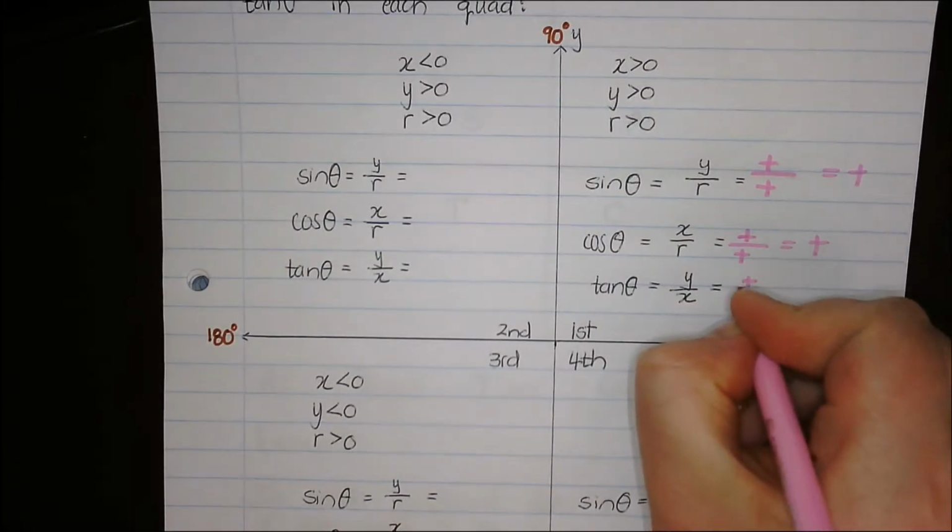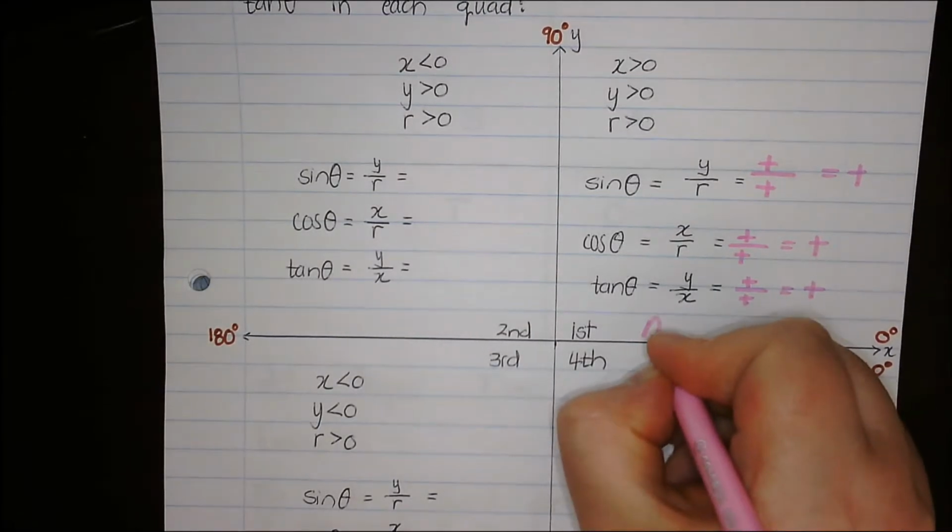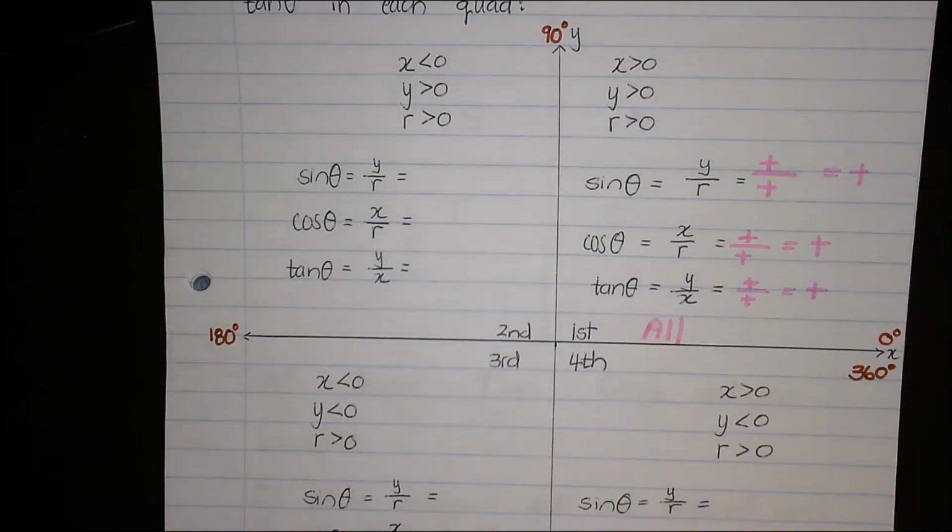Similarly, y is positive and x is positive. That's going to give us positive tan. That means that all the ratios are positive in the first quadrant.